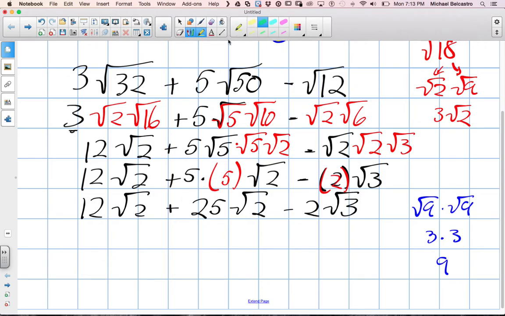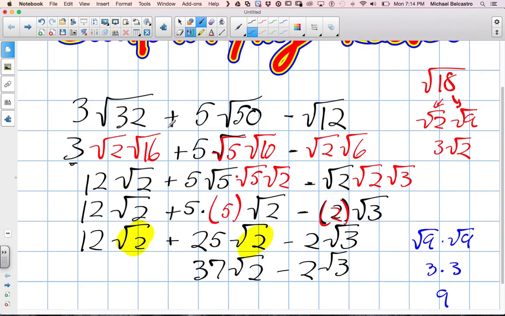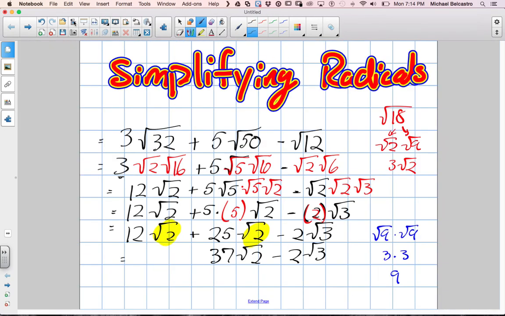Well, now we have some like terms. Our like terms are root 2 and root 2. Root 3, there's nothing we can do. That's the only term. In order to simplify these two, we add the coefficients together because it's addition in front. So 12 and 25 is going to give us 37. So we end up at 37 root 2, subtract 2 root 3, and that is the simplified version of what we had. And I probably should have had equal signs all the way through here, but that is our idea for simplifying.